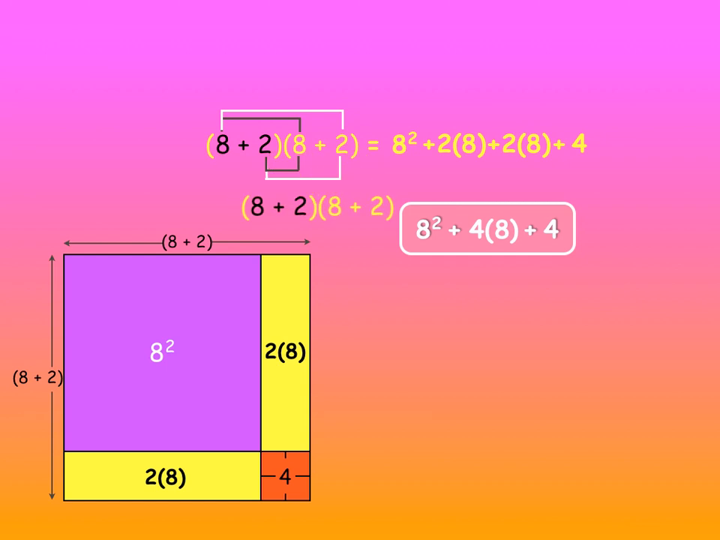To show the whole equation, we'll multiply 8 plus 2 times 8 plus 2, and that equals, or is the same as, 8 squared plus 4 times 8 plus 4. The picture shows that is true.